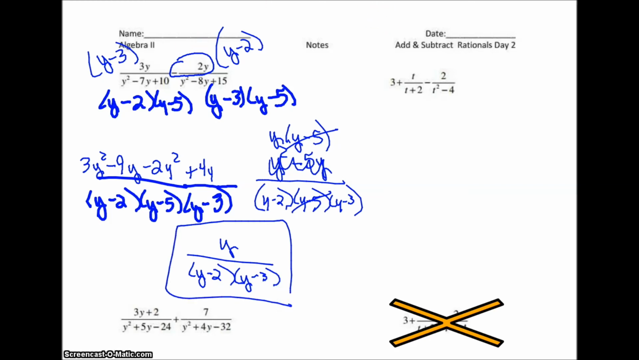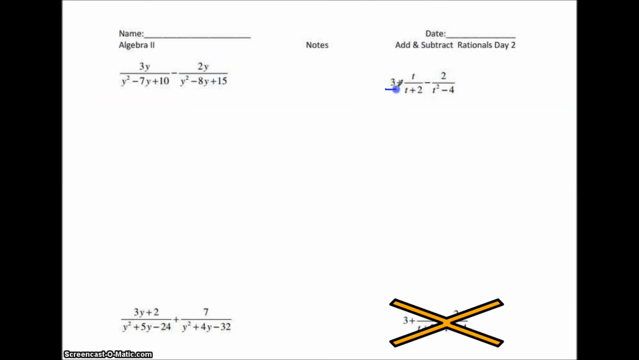I'm going to clear so I have room to write. On this next one, you need to realize that that's like a 3 over 1. It is a fraction. It's not going to affect your common denominator. You need to realize that t squared minus 4 is a difference of squares, and it becomes, I'm going to put x if that's okay, x plus 2 and x minus 2.